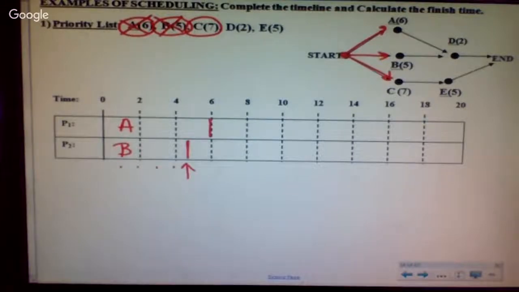Processor 2 stops here. What have they finished with? B. They have finished with task B. Well, task B leads into D. Is D ready yet? No, so I can't circle it. Is E ready yet? No, I can't circle it. So now we go back. This person's done. They get the next circled task, which is what? C. So C is going to go here. We stopped at 5. C takes us to 7, so we're at 12.